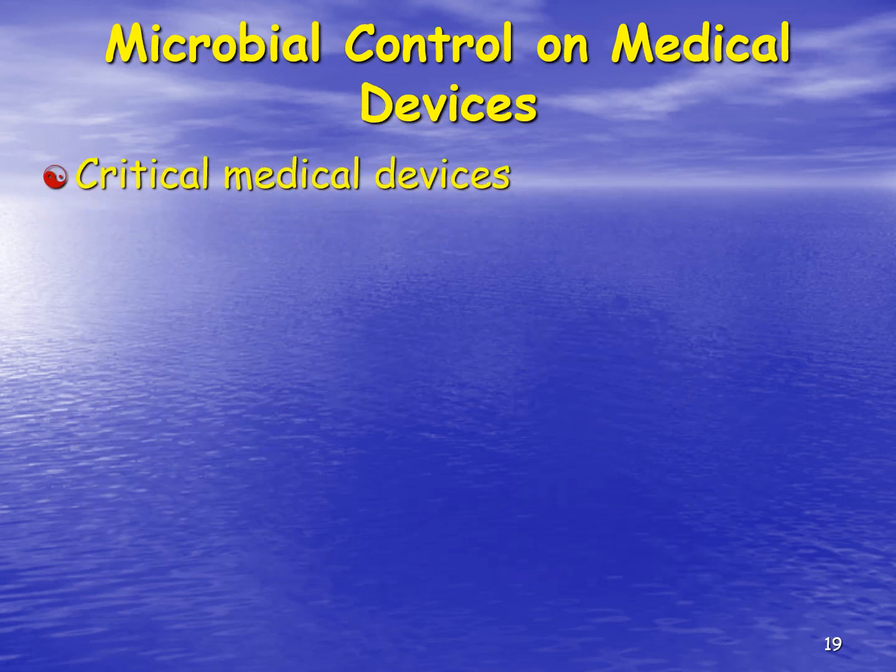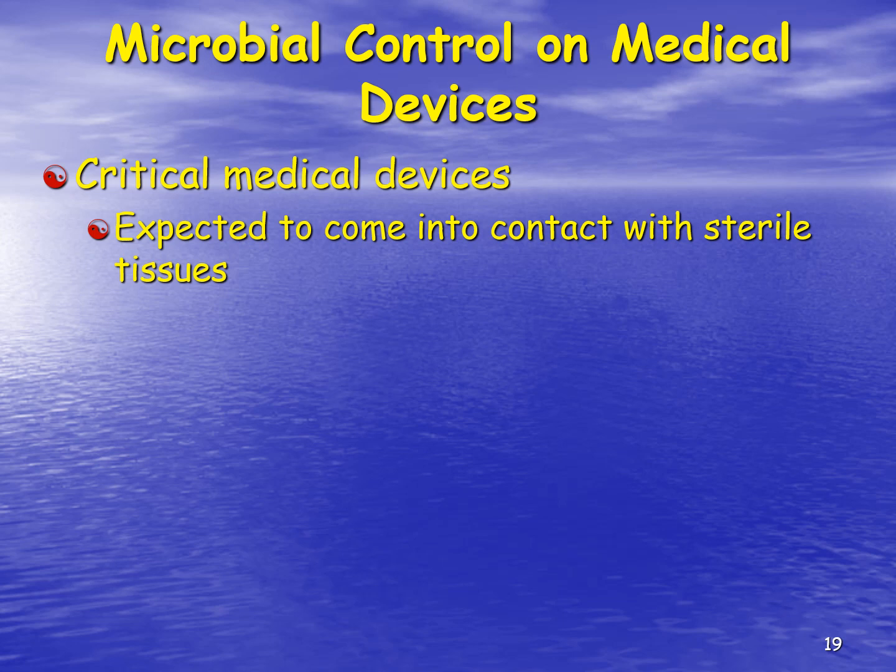So we can divide medical devices into three primary categories. Critical medical devices are those that are expected to come in contact with, quote, sterile tissue. So basically the inside of the body cavities. So things like your surgical instruments would be critical medical devices.